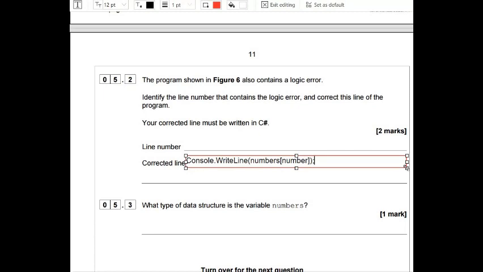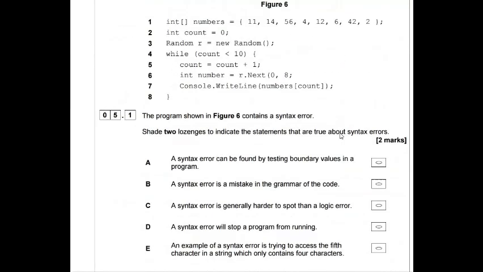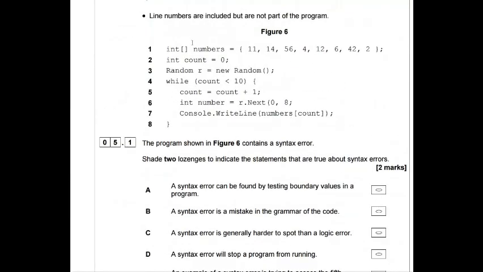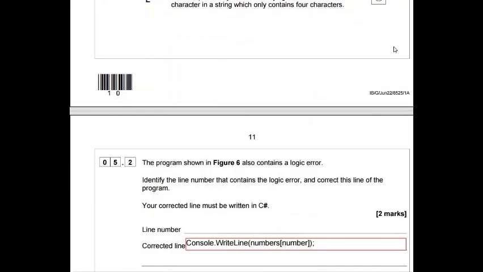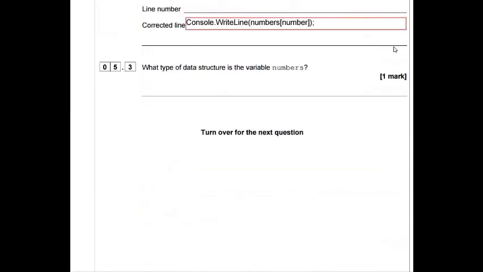Okay, what type of data structure is the variable numbers? Let's have a look. That is an array. Yes, an array. An array is where we can put lots of stuff in one go. So yep, if you say array, you're bang on the money for marks.